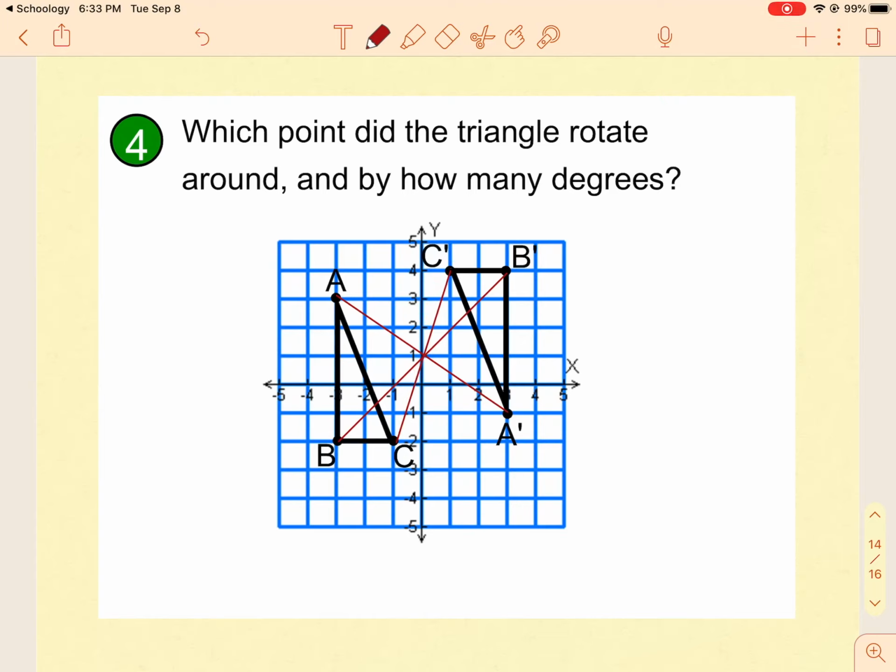So what we see here is all of them intersect here at 0, 1. So they rotated around 0, 1, 180 degrees. And it doesn't matter if we say clockwise or counterclockwise, because 180 degrees, you end up at the same spot.